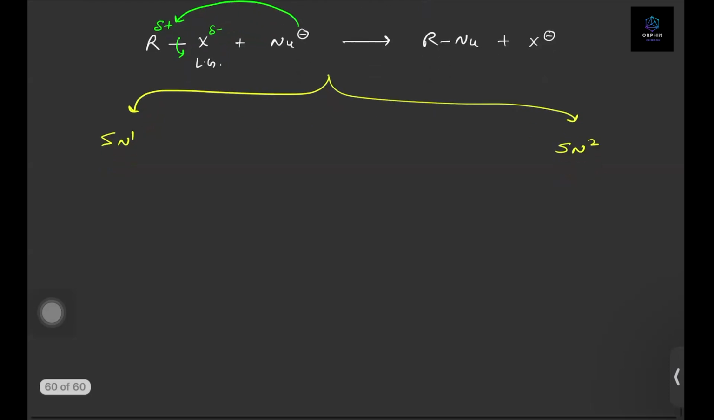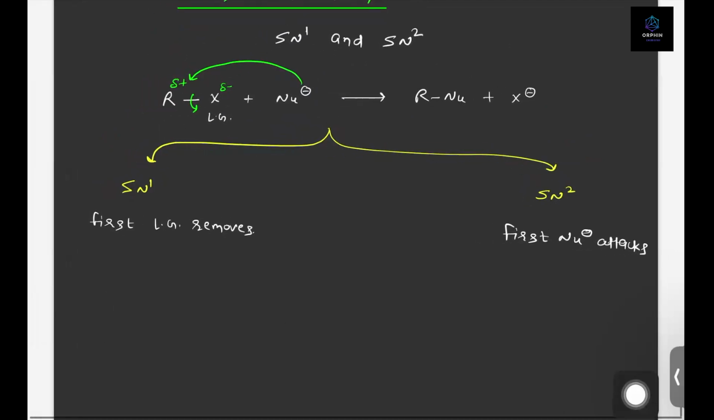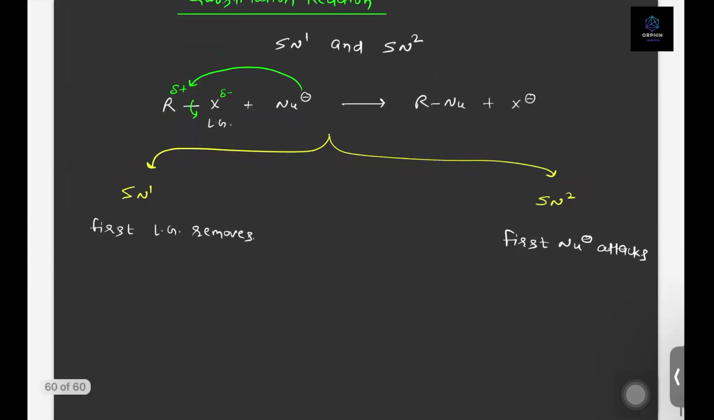In SN1, first the leaving group leaves from the reactant. In SN2, first the nucleophile attacks. So SN1 is this and SN2 is this. Why these names? SN means nucleophilic substitution, and the 1 and 2 are basically the order of the reaction, first order and second order.